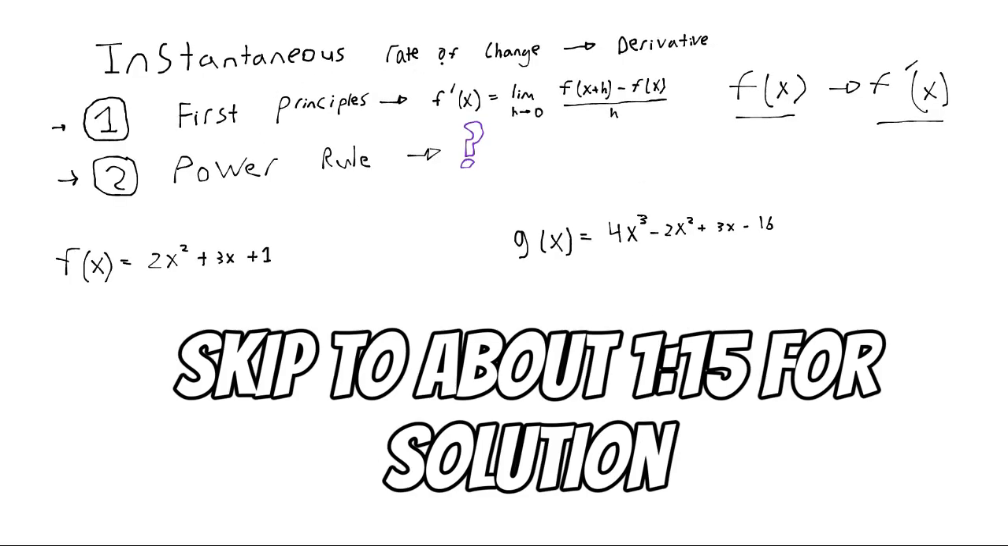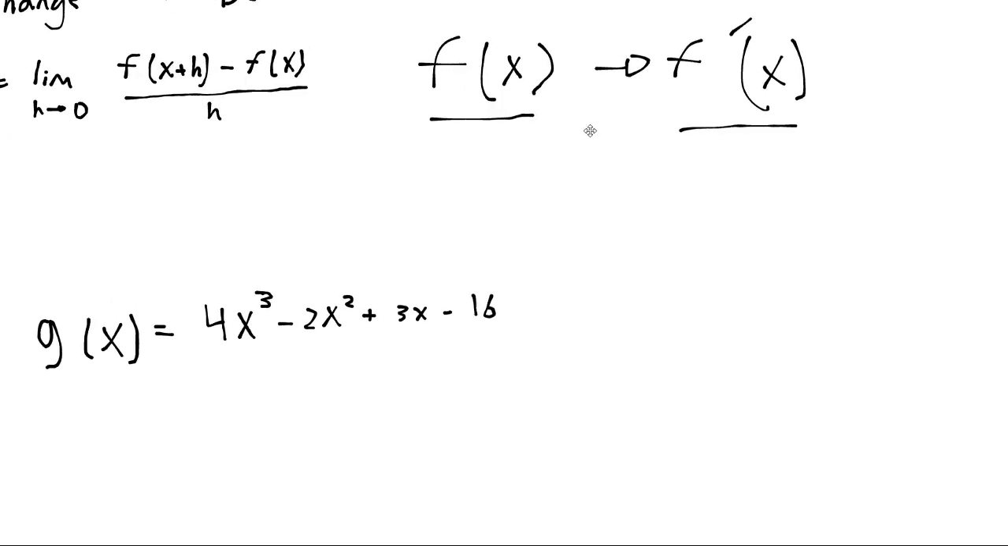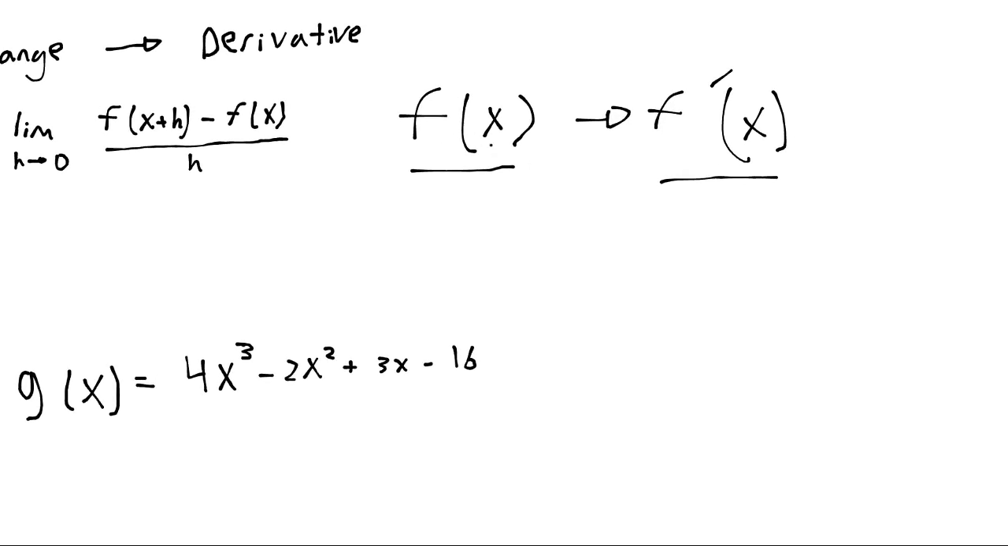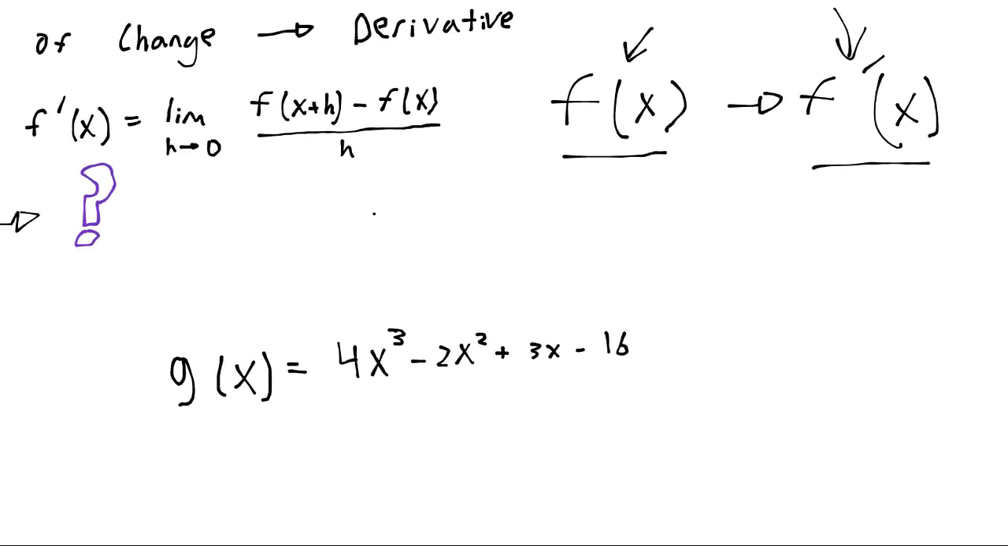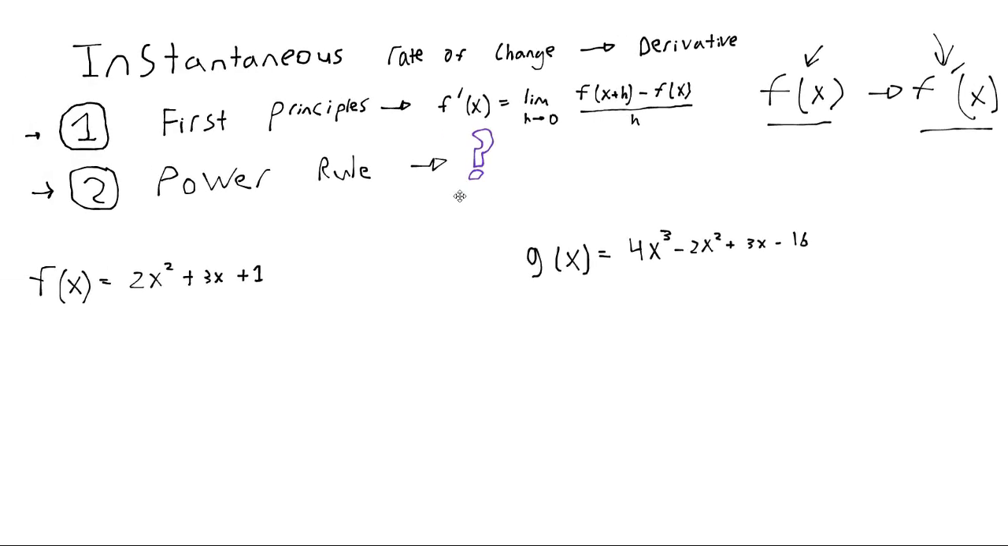All right, let's learn about instantaneous rate of change, also known as derivatives. If we look over here, we can see f of x and then f prime of x. This is the original function, and that is the instantaneous rate of change. So if you see f prime of x, that's just what it means.